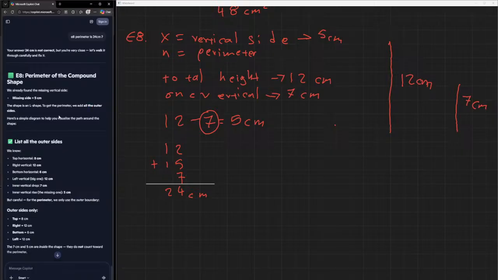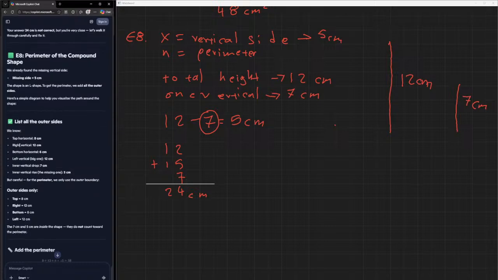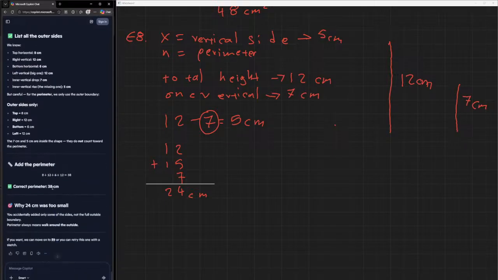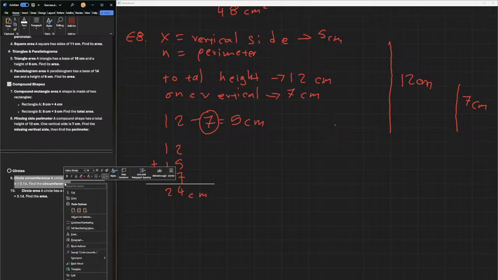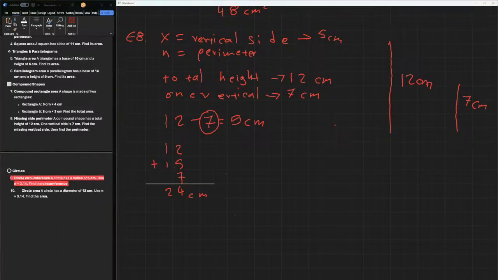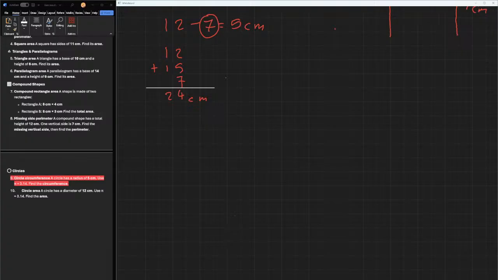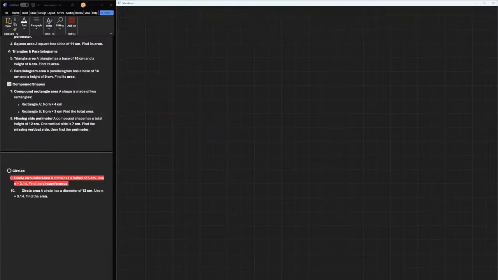Okay, now it says that the shape is an L. Moving on, I'm not going to waste time on this one, because usually in compound shapes they give you a shape. Let's combine with question 9.